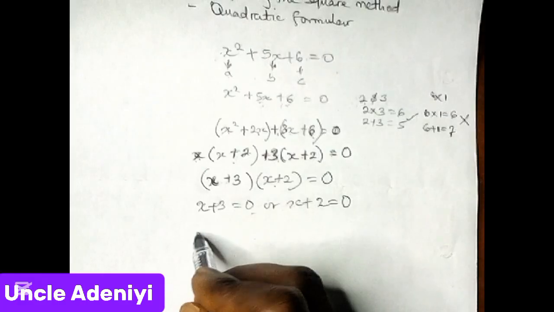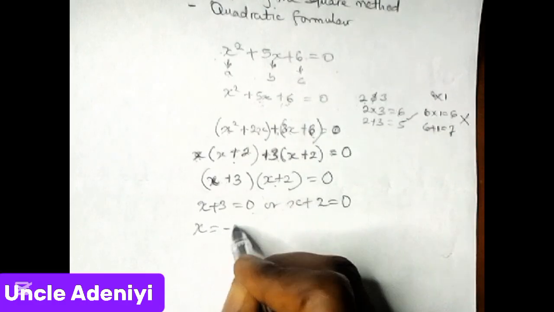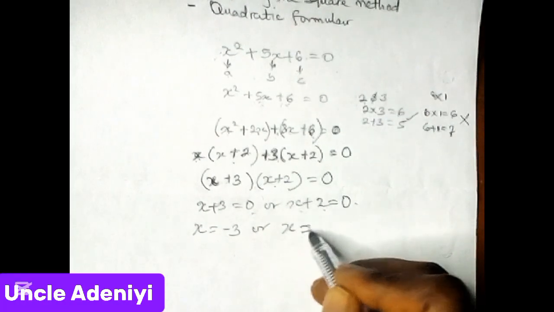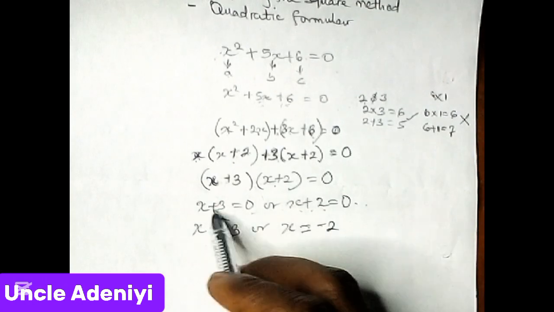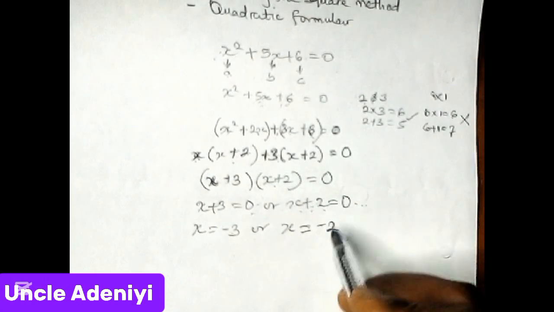S plus 3 equals to 0. So find your S. S will now be what? This 3 will go to the other side. It will turn to what? Minus 3. Or S plus 2 equals to 0. Find your S. S will now be equals to what? This 2 goes to the other side. It turns to minus 2. If plus 3 goes to another side, it turns to minus 3. If plus 2 goes to another side, it turns to minus 2.